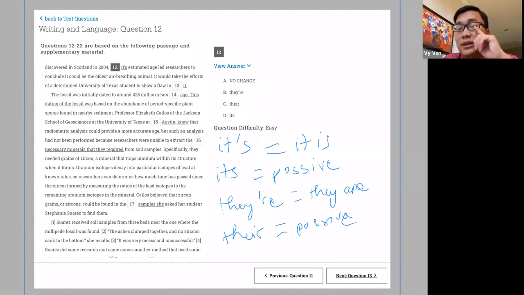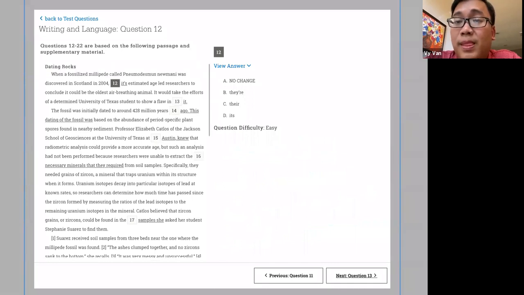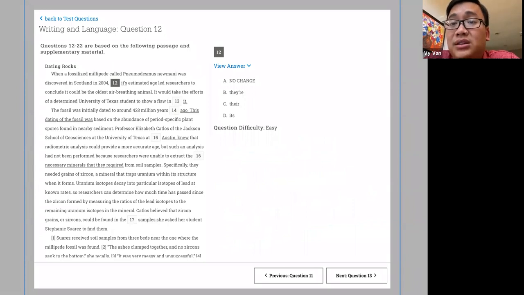Okay, let's see. Which one is correct? I need to scroll up a little bit. Dating rocks. When a fossilized millipede called Pneumodesmus newmani was discovered in Scotland in 2004, something's estimated age led researchers. So this is a noun itself.